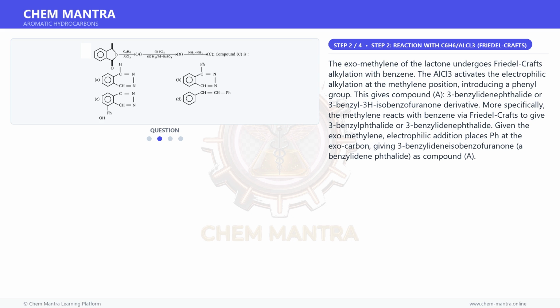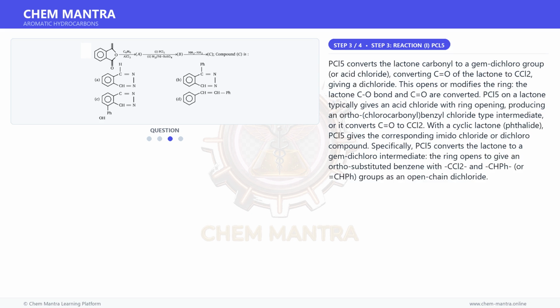Given the exomethylene, electrophilic addition places Ph at the exo carbon, giving 3-benzylideneisobenzofuranone, a benzylidene phthalide, as compound A. Moving on to the next step.